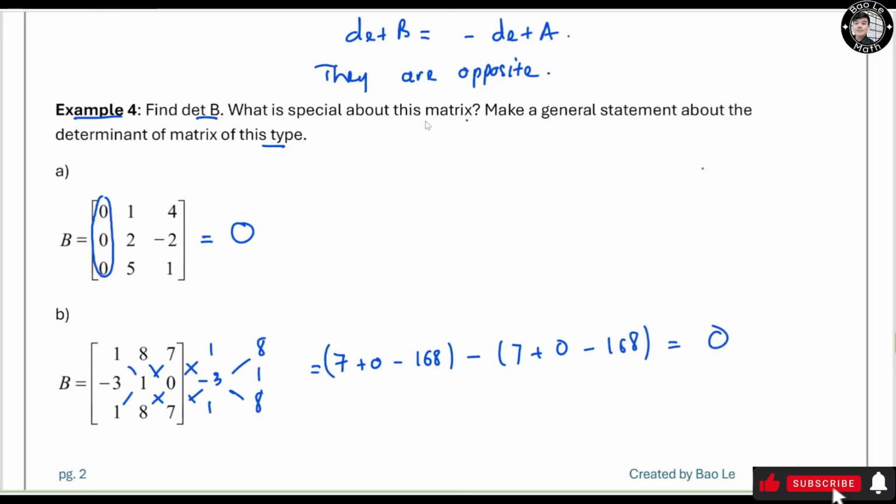What is special about this matrix? Look at the first row and the third row right here. They are identical, right? Make a general statement about the determinant of a matrix of this type. So, for any matrix that has two identical rows, the determinant of the matrix is always 0, right?